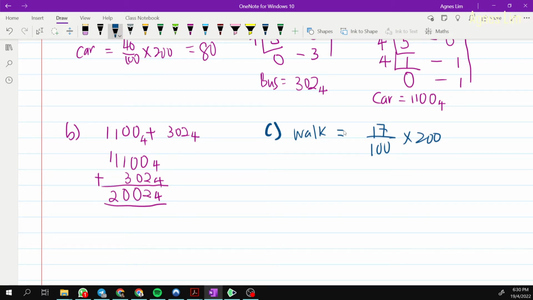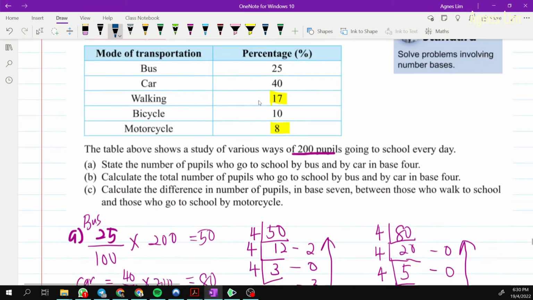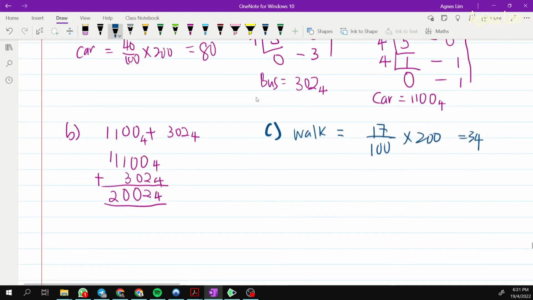Alright, so 17% of 200 students, there are 34 pupils. And motorcycle is 8%. So motorcycle, we got 8% of 200 students. So 8% of 200 students, you got 16 students.